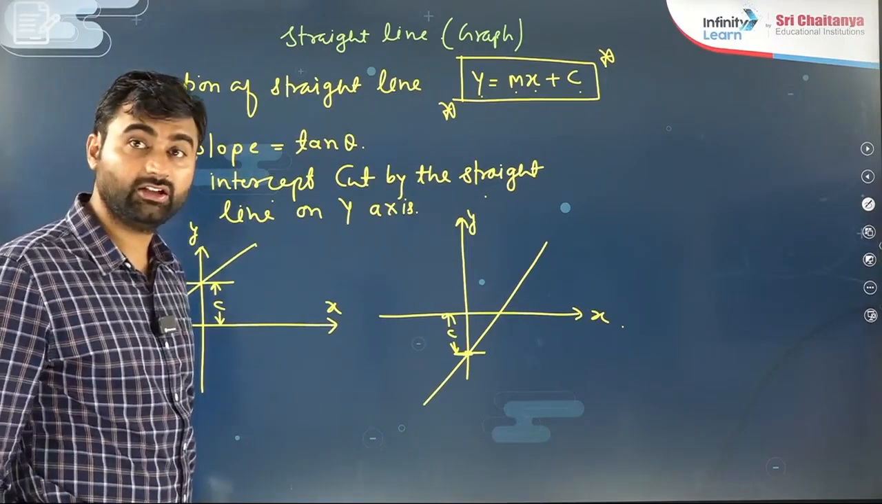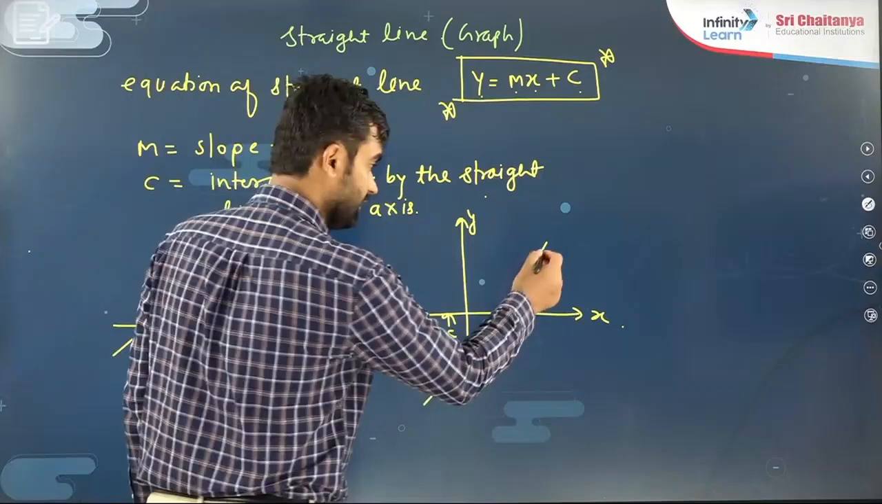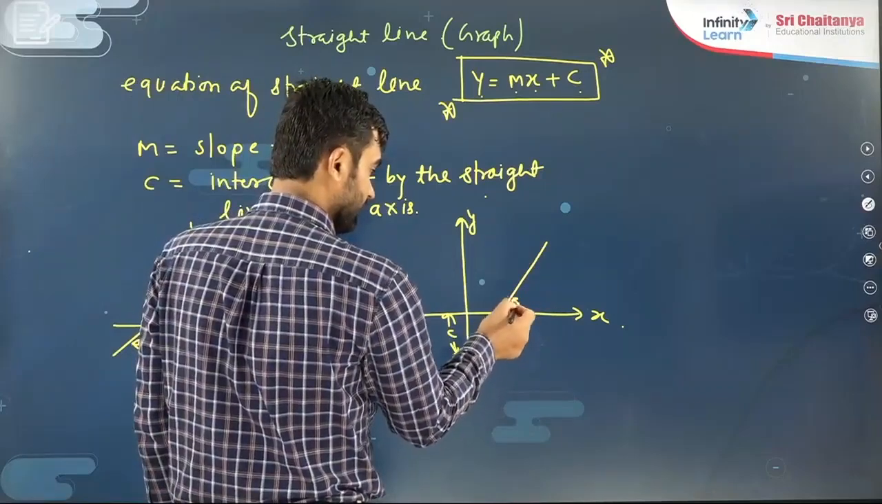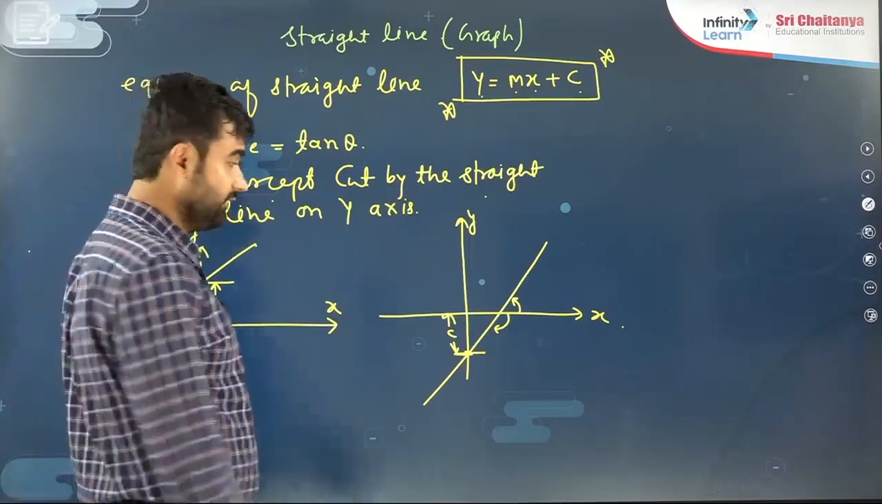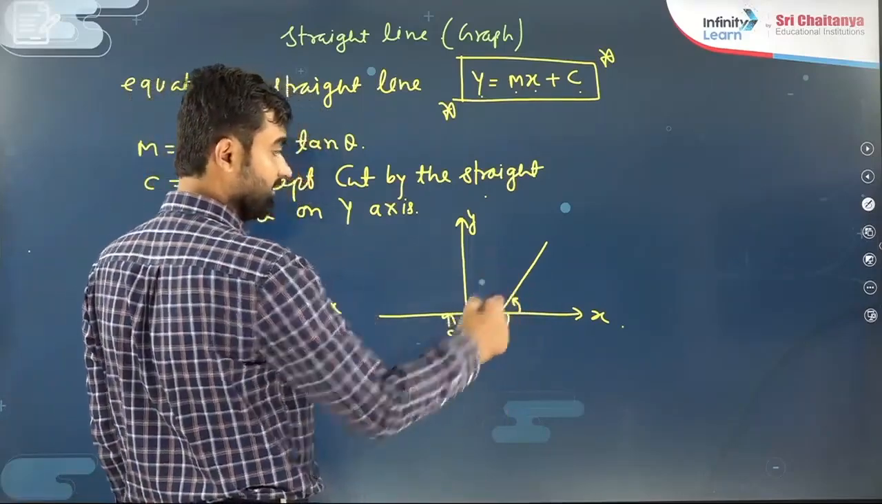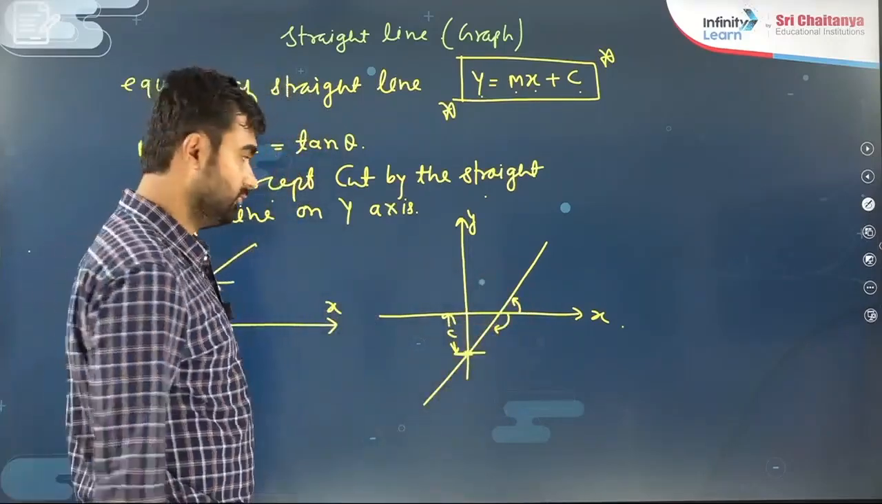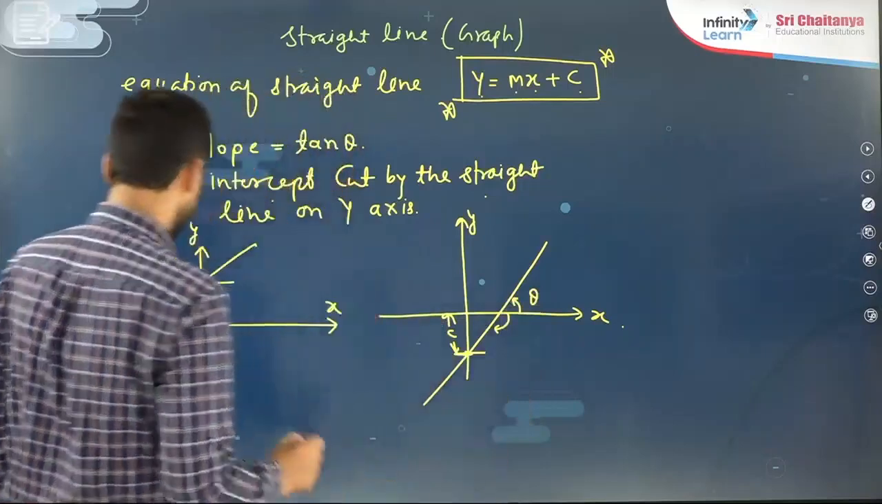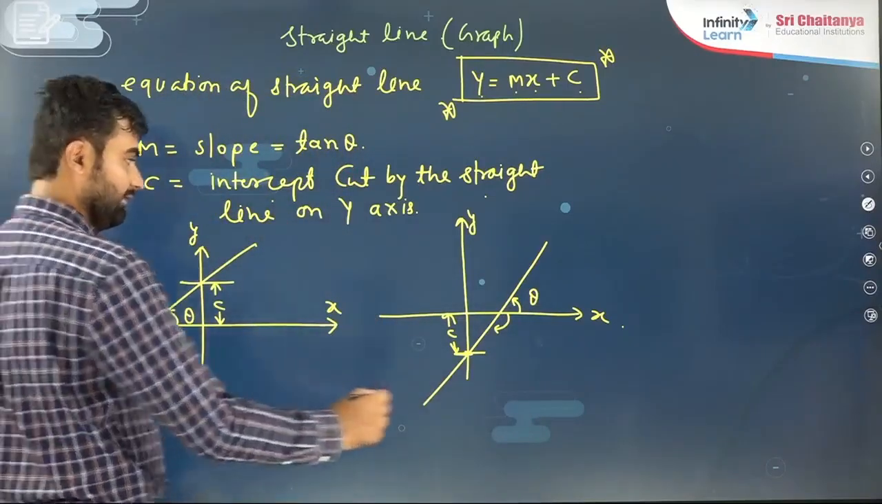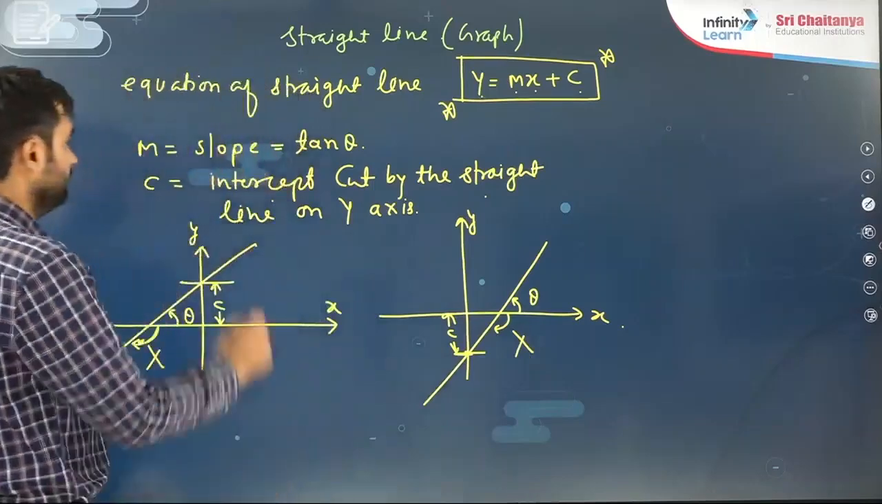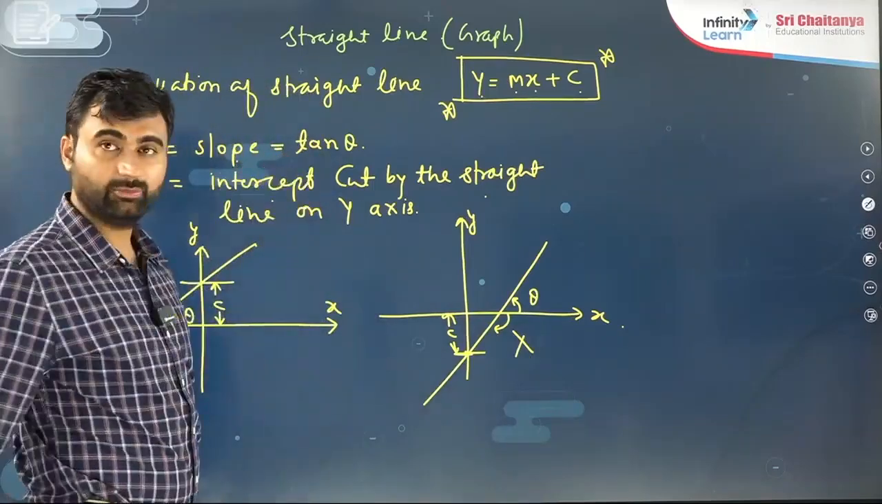So which angle do we have to take? Here this is a straight line, with two angles, one this much, another this much. We have to take the one which is in the anti-clockwise sense. Is it clear? So this is theta, not this angle. So here M is slope and slope is measured by tan theta.